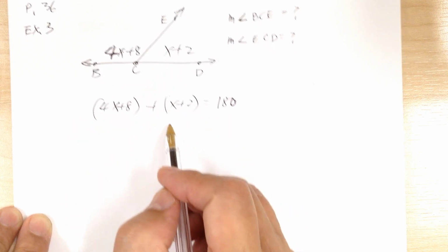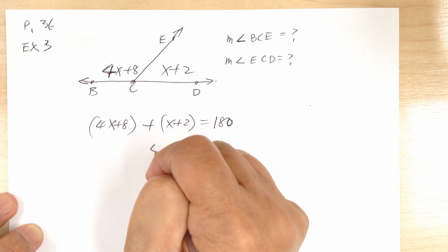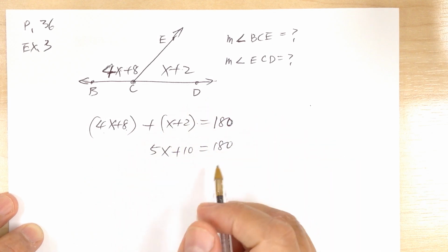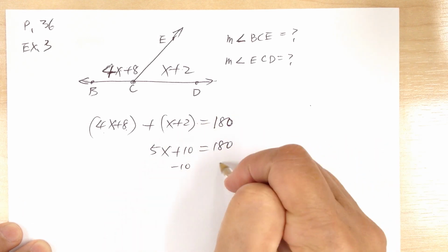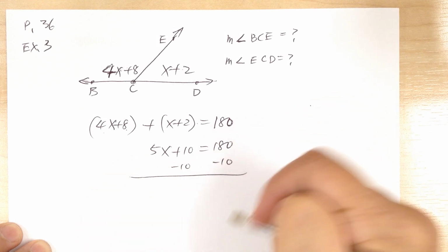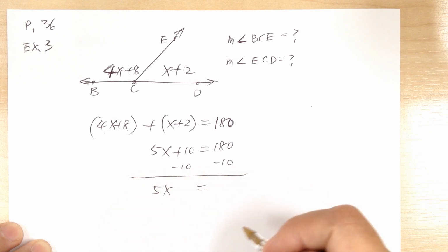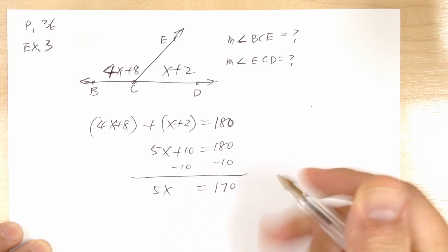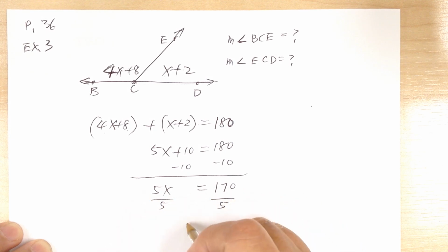Next you just have to use your algebra. Let's combine the like terms. 4x and 1x will give you 5x. 8 and 2 will give you 10. Now to solve, you have to get rid of all the other terms, so minus 10 on both sides. As you do your math, write down what you're going to do and then do it. One of the critical skills is communication, so you have to learn how to communicate clearly. Go down step by step. Now divide both sides by 5. So x will equal 34.